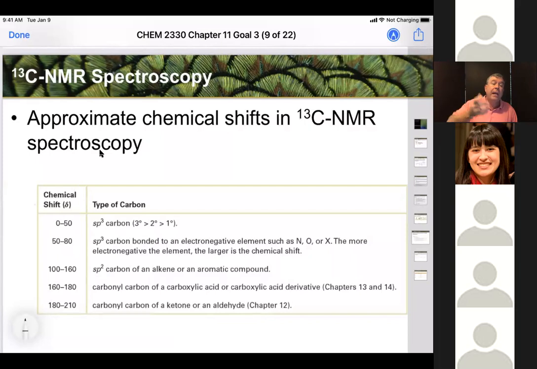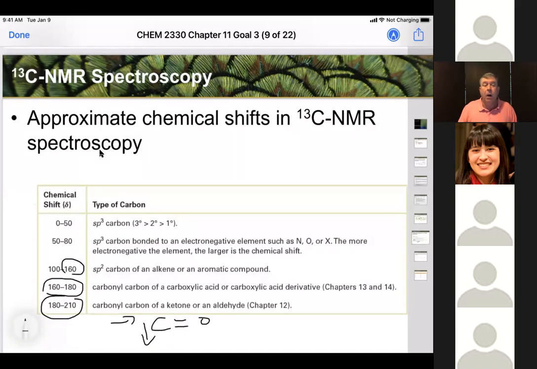And then we have a new type in this. We have a carbonyl, because carbonyls don't tend to have hydrogens on them, so we don't see them by proton NMR, but they do show up in carbon NMR, and they're shifted much, much higher. So we can imagine that our C double bond O, all of these are above 160, and some of them even go above 200.